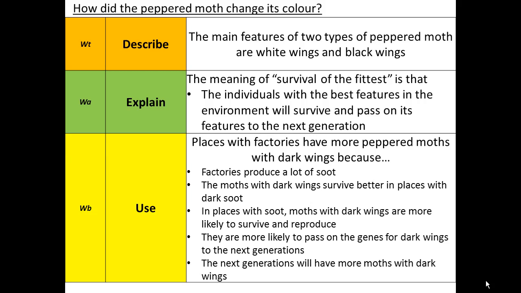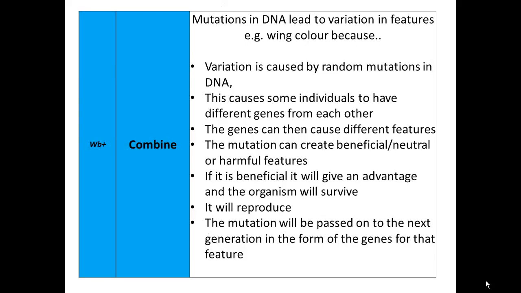In places with soot, moths with dark wings are more likely to survive and reproduce. They are more likely to pass on the genes for dark wings to the next generation. The next generation will have more moths with dark wings, because if it is a polluted environment, the trees will be covered by soot, black smoke. So the black-winged peppered moth will be fitter, will be better adapted to that environment, so they will survive more. Okay, survive, reproduce, pass on the gene.